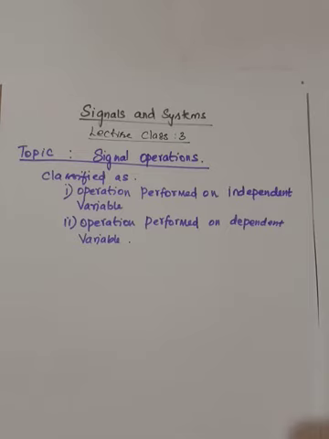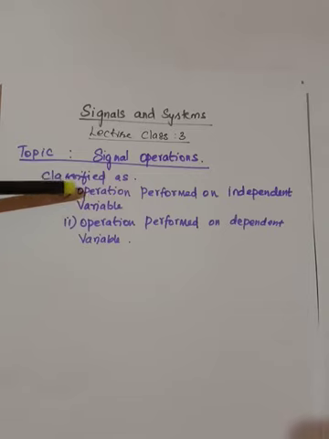Signal operations are classified as operations performed on the independent variable and operations performed on the dependent variable. In the last class itself I explained what is independent variable and what is dependent variable. Consider a signal, a sine waveform. The information is contained in the amplitude. The amplitude depends upon the particular time instant. So the amplitude is a dependent variable and the time is an independent variable.